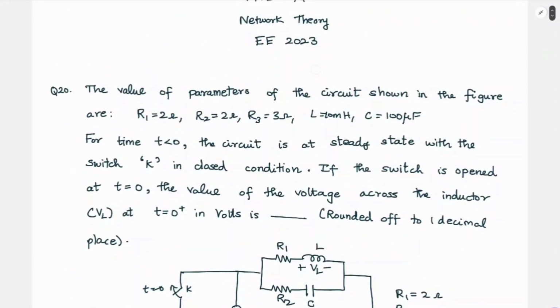So this is very easy to arrive at. And you want to round it off to 1 decimal place. So it is 8.0 and it is in volts. Okay.